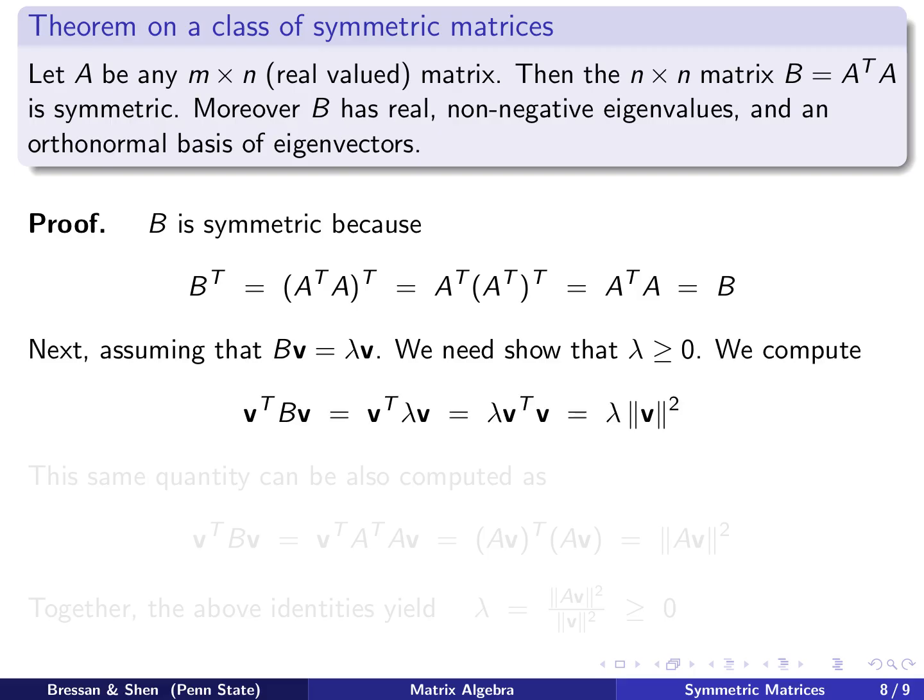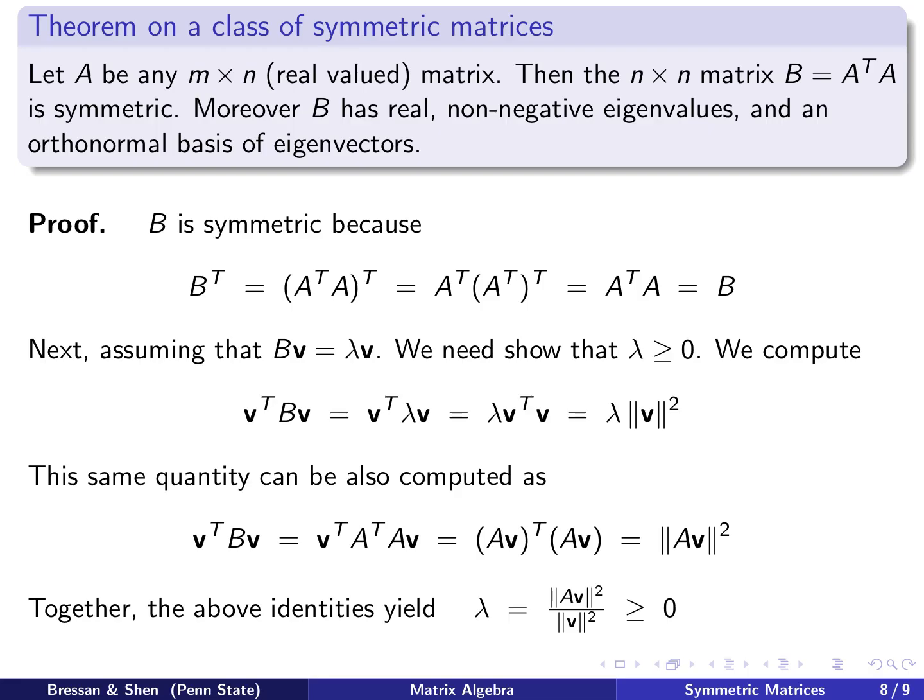Okay, let's do this computation. Let's do V transpose times B times V, where V is an eigenvector of B. So B times V is lambda V. So I get this. That means I can put lambda to the front because it's a number, and I have V transpose times V. And V transpose times V is just the square of the V norm. So I have lambda times V norm squared. So this is one way of computing this quantity.